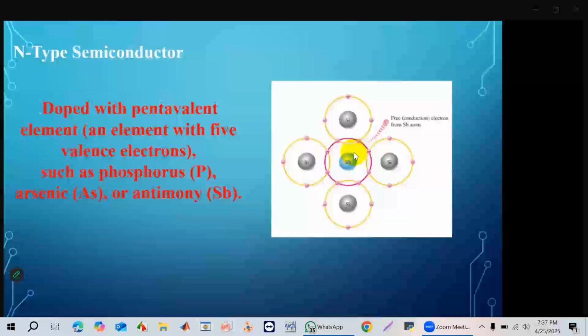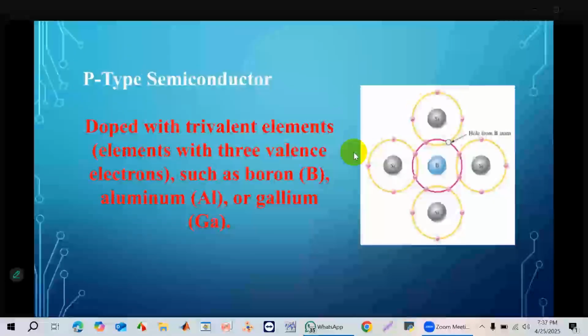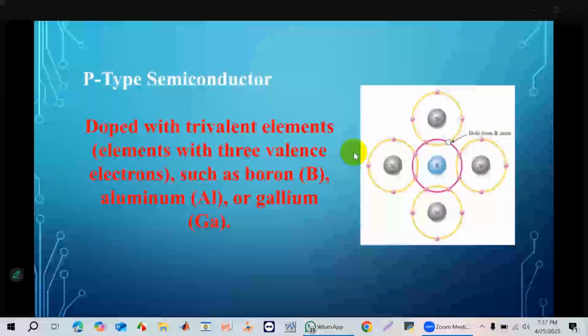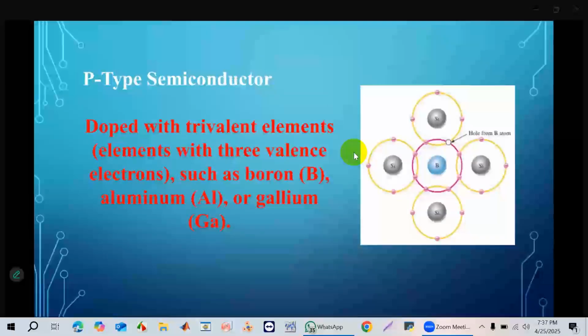Another type of semiconductor is called p-type semiconductor, where they are doped with trivalent elements like boron, aluminum, and gallium. In the figure, you can see that the silicon crystal is doped with boron. As boron has three valence electrons, when it tries to make covalent bonds with silicon atoms, a hole is produced due to the missing electron. As a result, the majority charge carriers in p-type semiconductors are holes, and minority charge carriers are electrons.